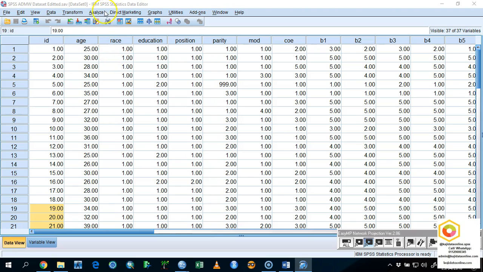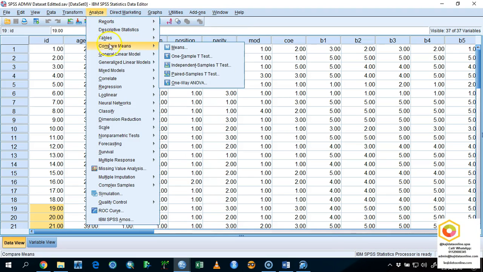Okay, now we are going to analyze the one sample T-test. How to do that? The first one, go to Analyze, Compare Means. This is what I mean by the one sample, independent sample, and paired sample. Ini adalah untuk dibandingkan dengan standard mean. Yang ini adalah untuk dibandingkan antara dua kumpulan yang tidak bersandar. Yang ini untuk kumpulan yang sama tetapi masanya berbeza.